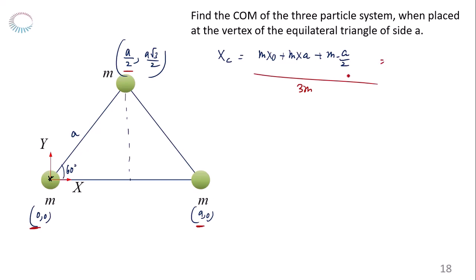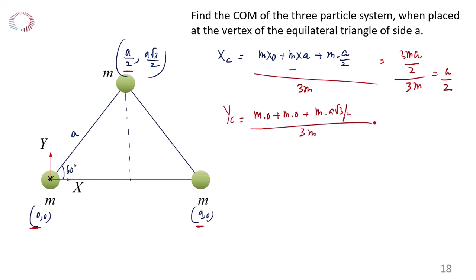So in the numerator, I am getting 3ma by 2, that is, ma by 2 whole divided by 3m. That means a by 2. The x center of mass is a by 2. Similarly, the y center of mass: m1 into 0, the first number. Second number is m2 into 0. Third number is m2 into a root 3 by 2, divided by 3m. Okay, that means what I am getting? A root 3 by 2 divided by 3. That means a by 2 root 3. Okay, a by 2 root 3.